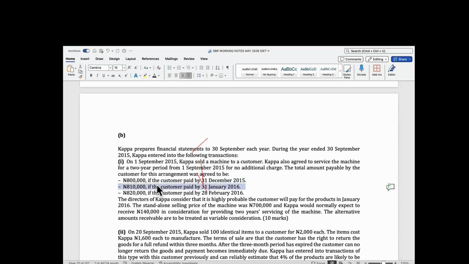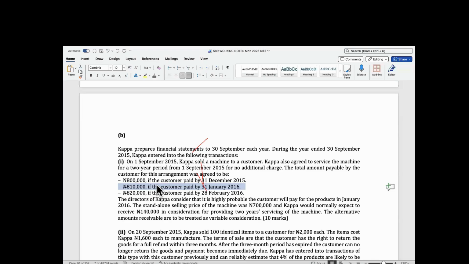In January 2016, the standalone selling price of the machine was 700,000, and Kappa would normally expect to receive 140,000 in consideration for providing 2 years servicing of the machine. The alternative amounts received are to be treated as a variable amount.